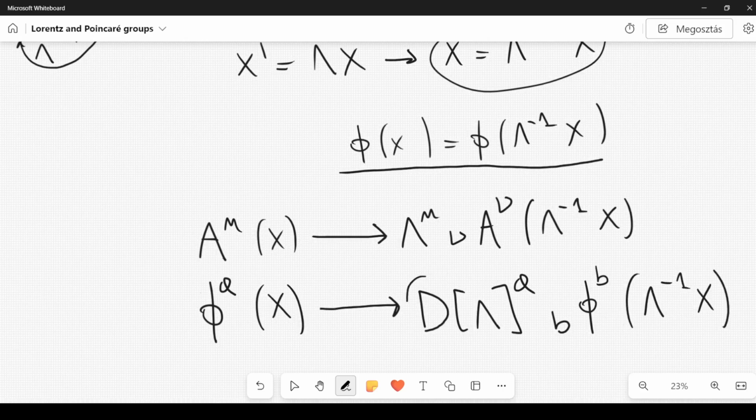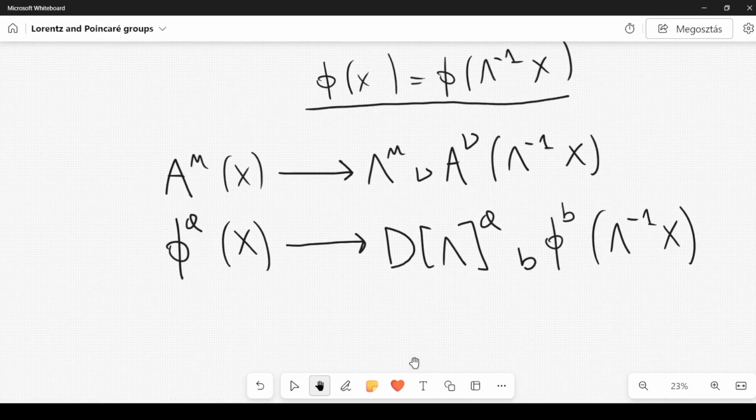So you can see that the only difference between the vector transformation and this object transformation is the following. The vector transforms directly with respect to this Lorentz transformation, but this other object, which is a generic field, for example, the spinor field in physics, has another matrix which depends on this group, the Lorentz group, so it depends on the Lorentz transformation, and it means that we have a representation of the Lorentz group.